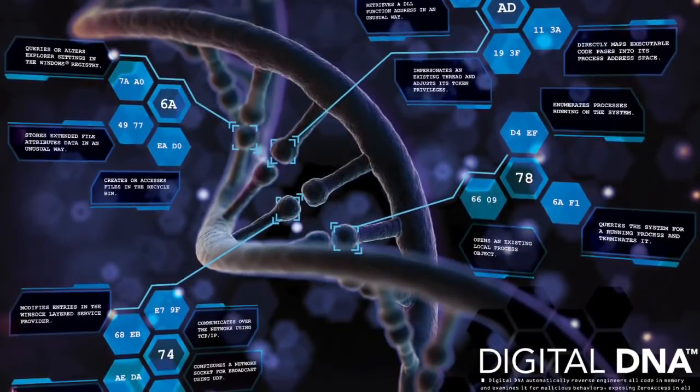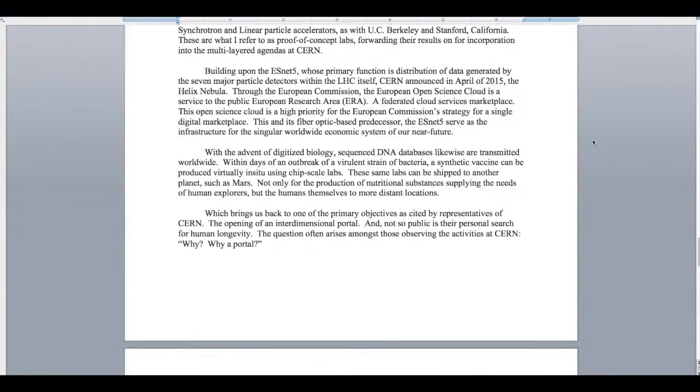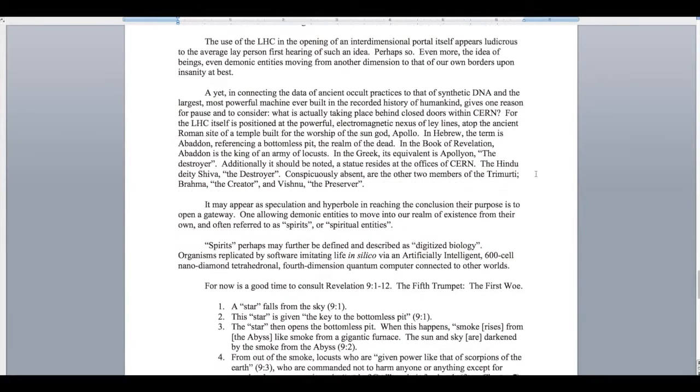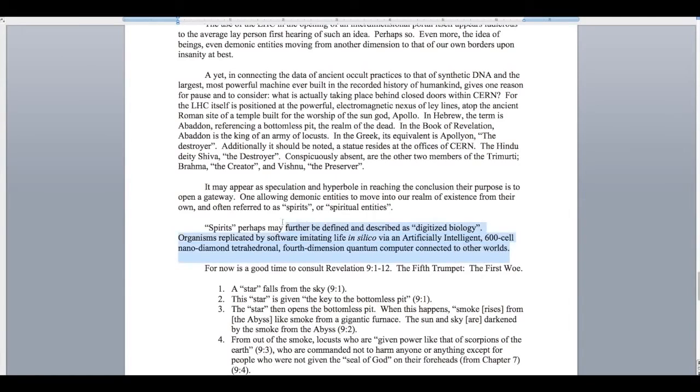And therefore, I'll read to you very quickly. I think this was the short statement that is at the end of my article before I quote Revelation 9:1 through 12. But the paragraph is, spirits perhaps may further be defined and described as digitized biology, organisms replicated by software, imitating life in silico via an artificially intelligent 600 cell nanodiamond tetrahedral fourth dimension quantum computer connected to other worlds. Now, this is my article and my summation.